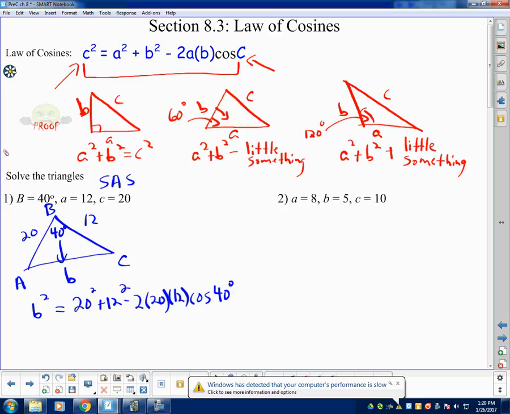So we go ahead and calculate this. B equals the square root of this term over here on the right, so B is equal to the square root of 20 squared plus 12 squared minus 2 times 20 times 12 cosine 40 degrees. You just type that in your calculator just as you see it. Make sure you're in degree mode, and we get B equals 13.3.